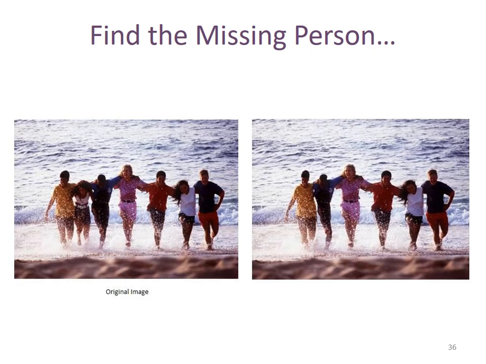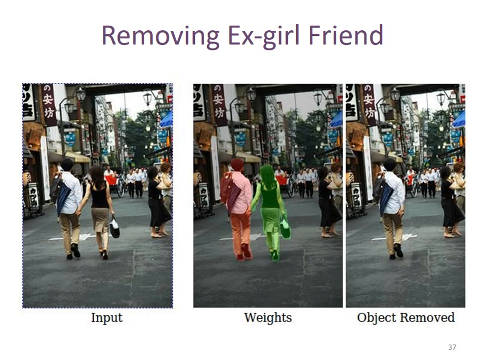Okay, here we have another example to find the missing person. Once we need to erase a person or adjust the aspect ratio of the images, we can erase one person to make the aspect ratio fit our target. Okay, you can also apply this to remove an ex-girlfriend once you break up, and you may not want to see her in these images. So by seam carving, you can permanently remove her from this image.